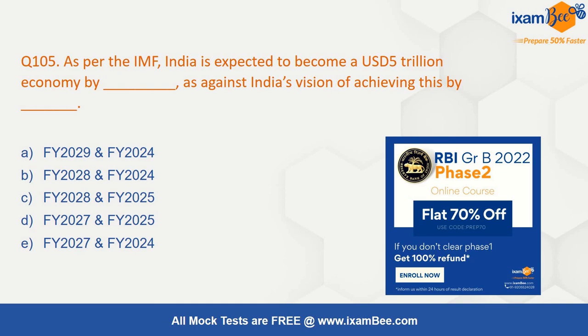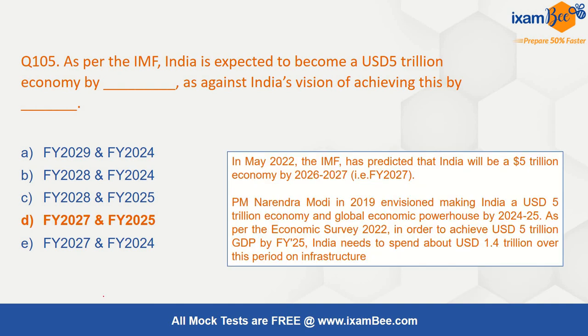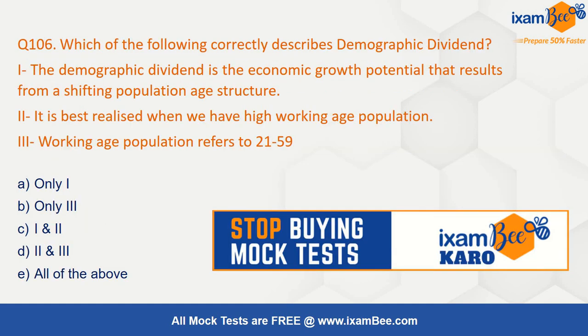As per the IMF, India is expected to become a USD 5 trillion economy by which year, as against India's vision of achieving by which year? So India versus IMF. India is expecting to become 5 trillion by 25, while IMF says it will take 2 years more, by 27. Prime Minister Narendra Modi in 2019 envisaged making India a 5 trillion economy by 24-25. But IMF said it will take 2 more years.